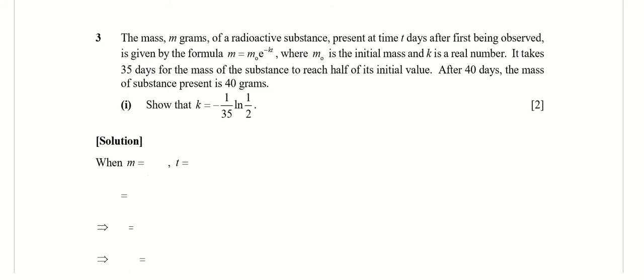Okay, let's take a look at question 3. For question 3, we are given the mass of a radioactive substance present at time t after first being observed is given by the formula, where m naught is the initial mass, k is a real number. It takes 35 days for the mass of the substance to reach half of the initial value.